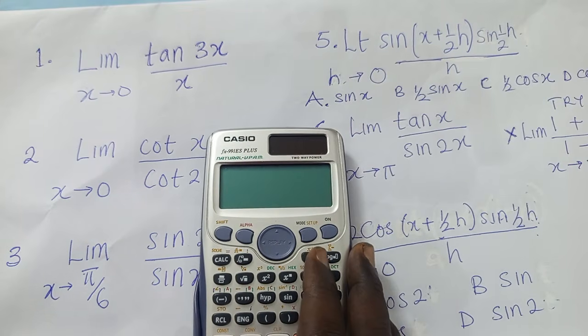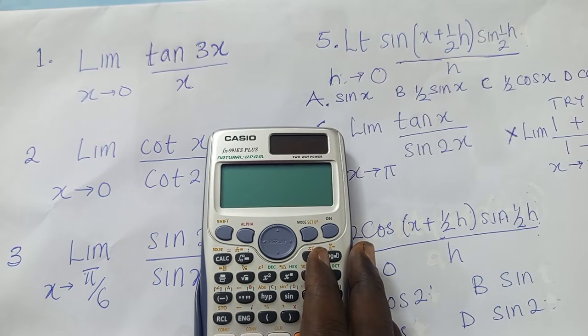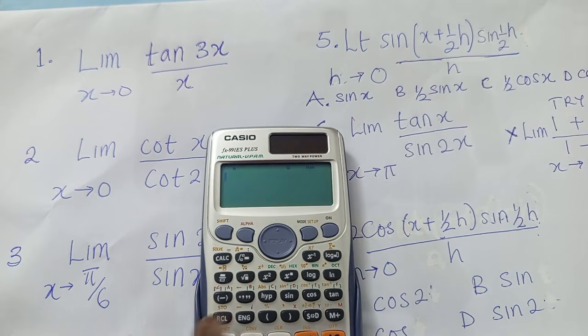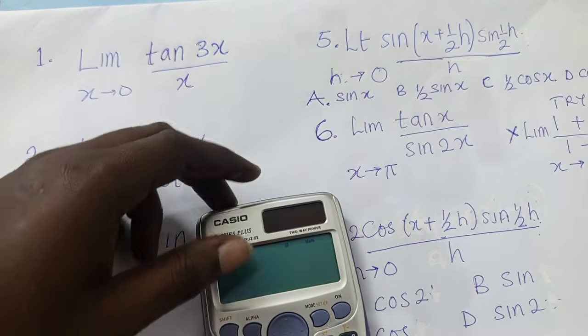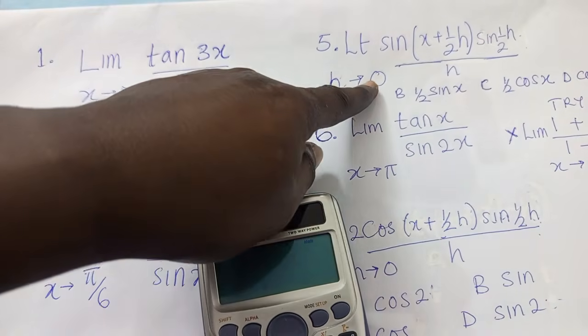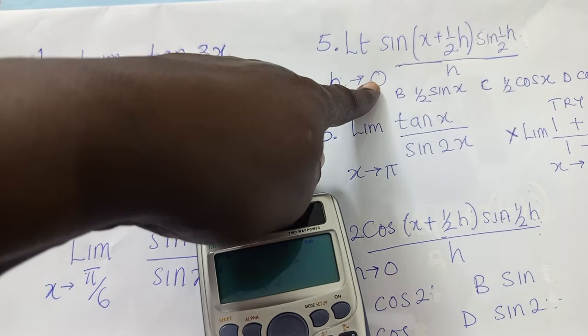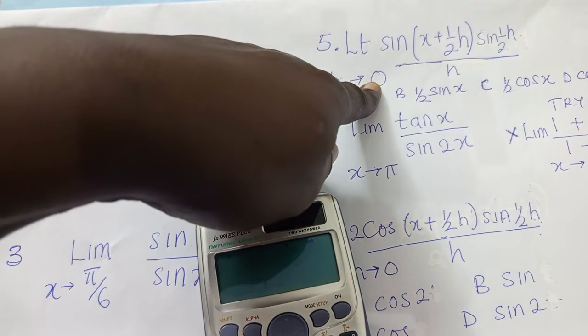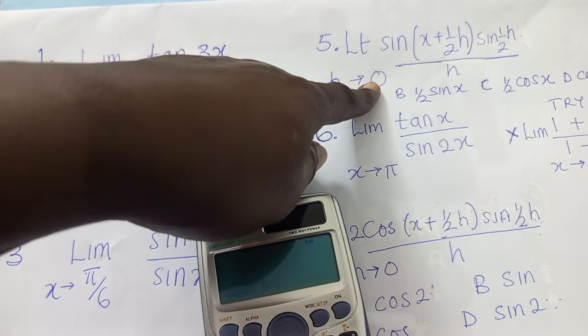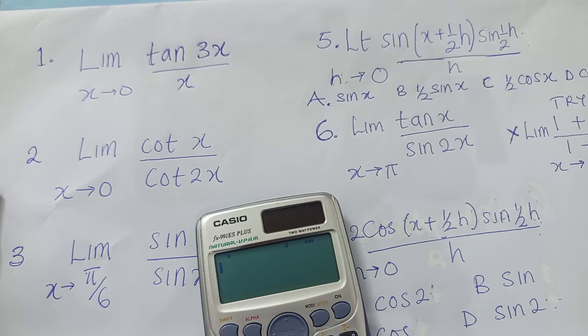Now, we want to solve question number 1 on limits. When you want to solve a limit question, there are two ways the question can come out. Number 1, observe the value it is tending to. If the value is 0 or smaller than 0, you set your calculator in radian.